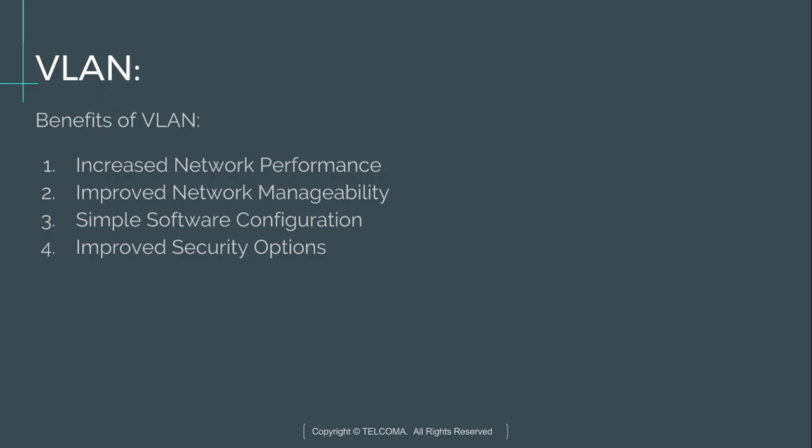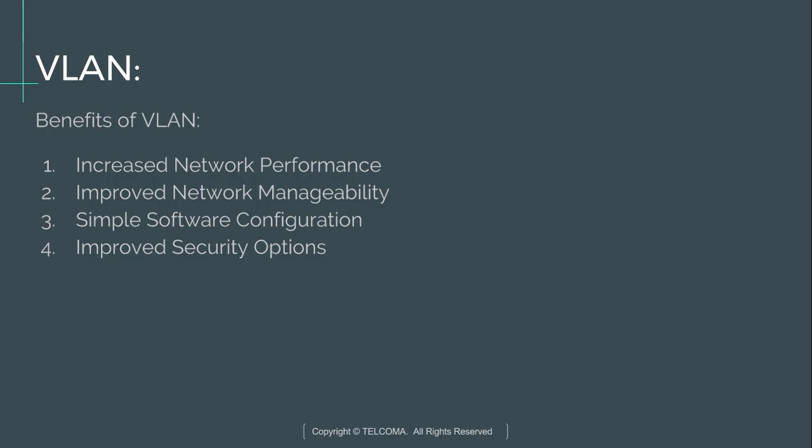As we use software to make the VLAN network, by entering a few commands in the command window of the switch, we create the VLAN network. The next is improved security options. Security options are also improved as more sensitive broadcast domains can be protected by applying various authentication and encryption.